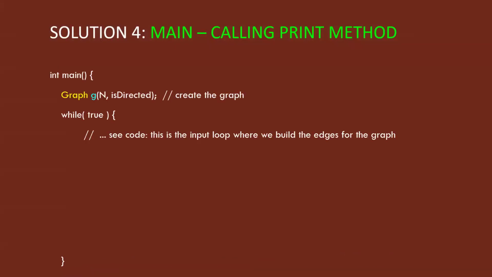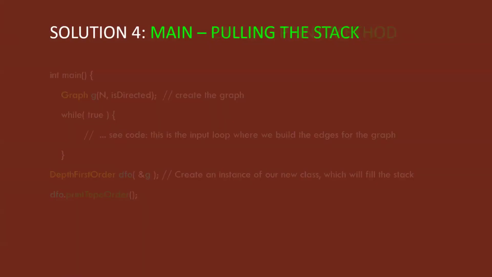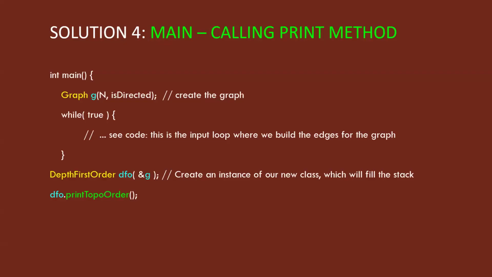Here's what we just looked at in code. Whoops, sorry, I missed my last curly brace down here. So I should have another curly brace there. We created the graph, we had an input loop, created the depth first order instance, which then created the topological stack for us so we can print that thing out.